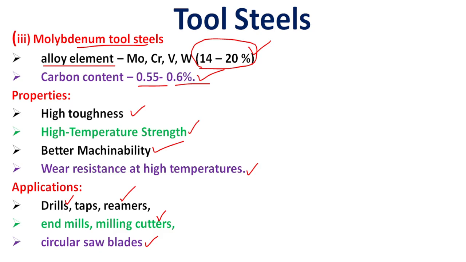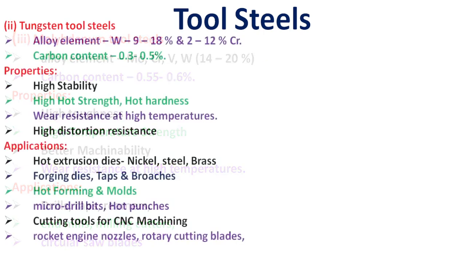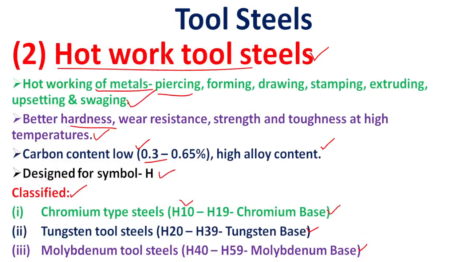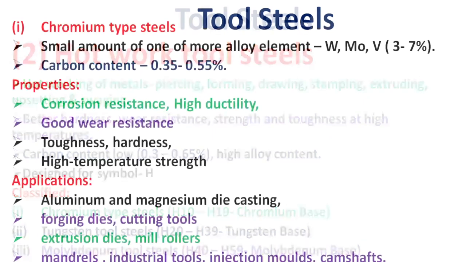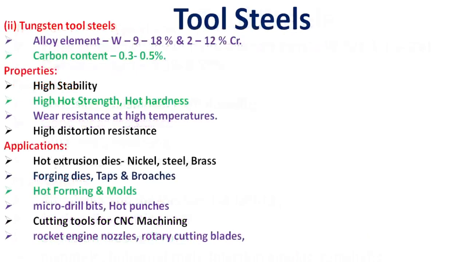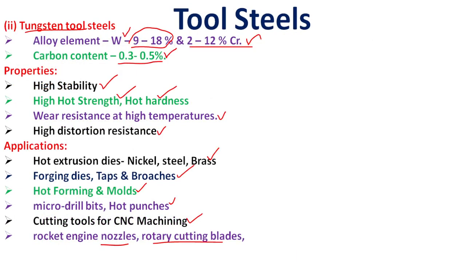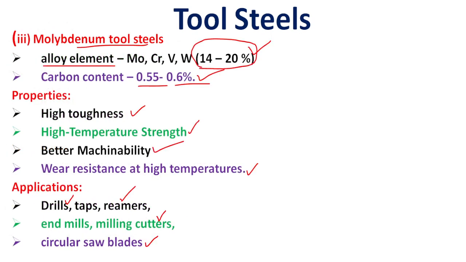These are the three types of hot work tool steel material: chromium type steel, tungsten tool steel and molybdenum tool steel. This is the hot work tool material classification. We covered the chromium type steels, tungsten tool steels, their composition, properties and application, and molybdenum tool steel composition, properties and application. Okay, thank you.